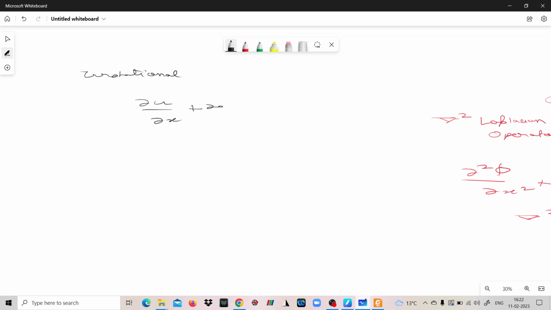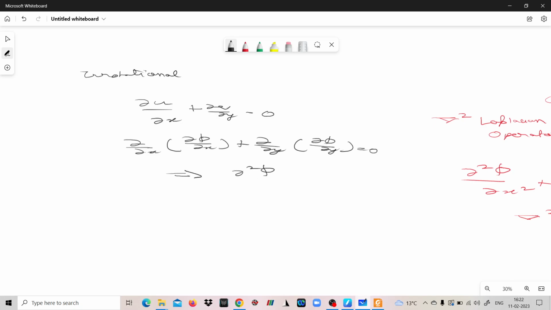So it is del u del x plus del v del y is equal to 0. What is u in terms of phi? It will be del phi by del x, plus del y, what is v in terms of phi? It is del phi by del y. So these two are equal to 0. Now this amounts to del 2 phi by del x square plus del 2 phi by del y square is equal to 0. Now this is what? This is the Laplace equation.